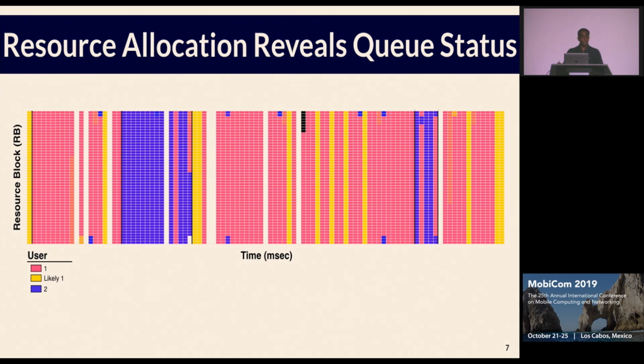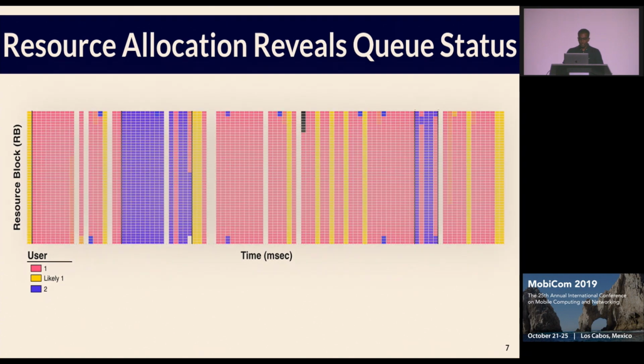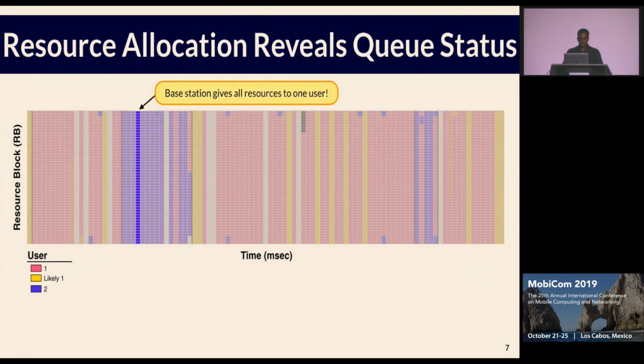There are two users here contending for the same resources on the base station. Let's focus on the purple user, for instance. Notice that in most time slots, such as in this one, the base station gives all resources to a single user. This is a signal that the user's queue is not empty. So then how do we know if the user's queue ran empty? Well, if it ran empty, perhaps another user got scheduled.